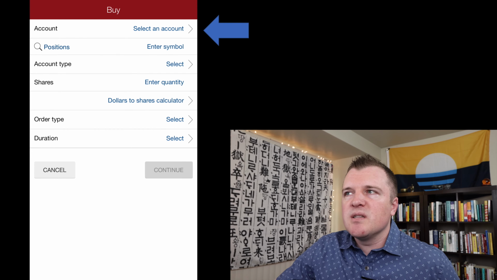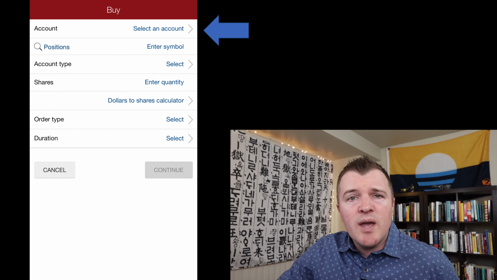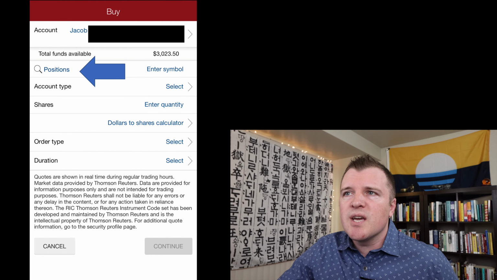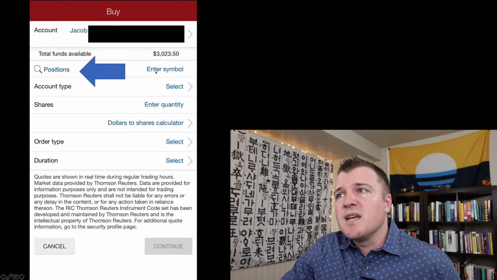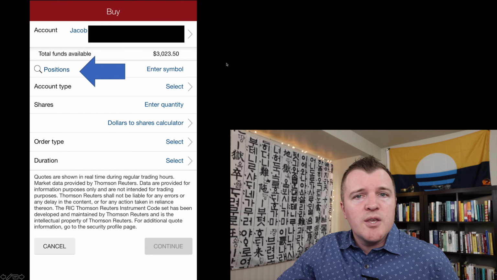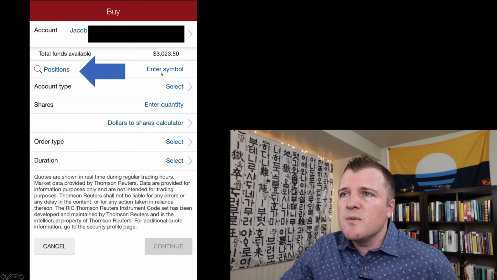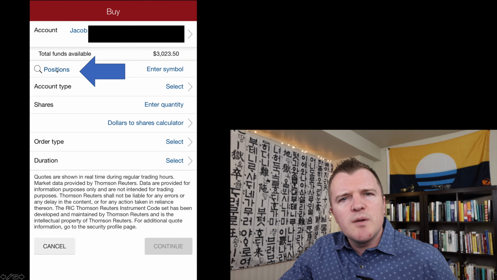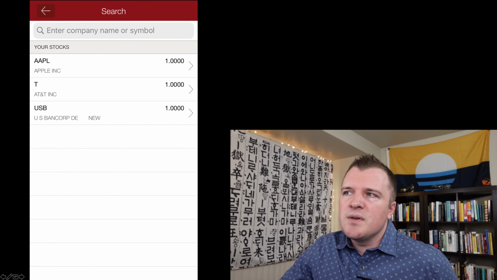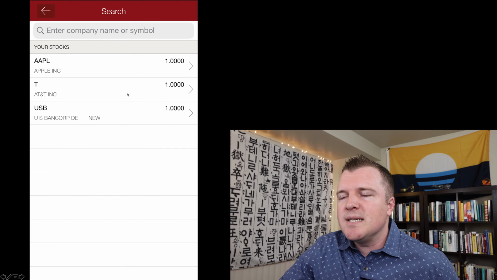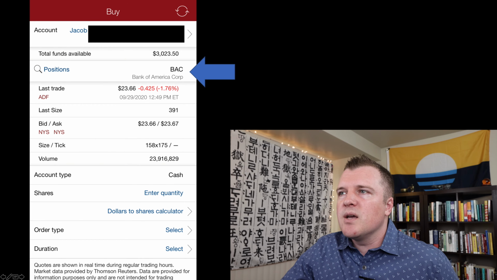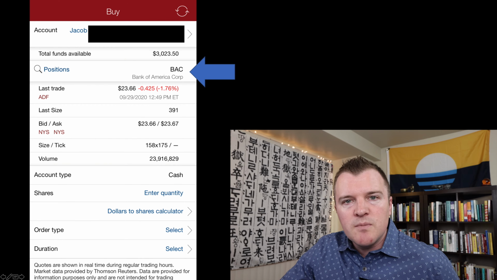First thing you have to do is select an account. I have my Roth IRA and then my ordinary brokerage account. So I would select my ordinary brokerage account. Total funds available, it's telling me 3,023. Now, if you already know the stock you want to buy, you would enter in the symbol. If you want to look at your current positions, what stocks do you already have? Click on Positions. I previously bought 1 share of Apple, AT&T, and US Bank just so I'd have something in here. And if you don't know the ticker symbol, just Google it.